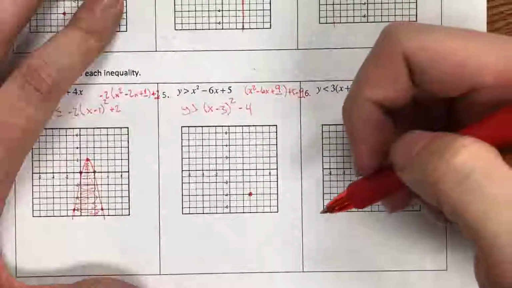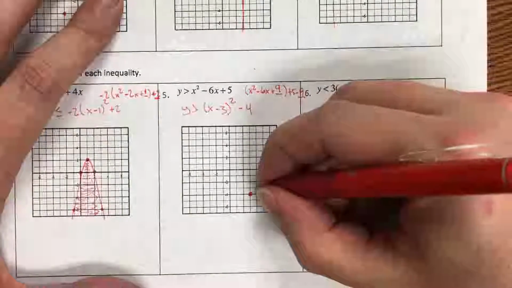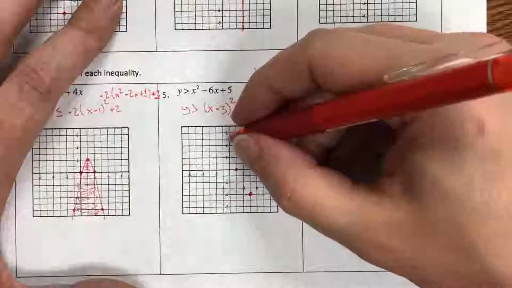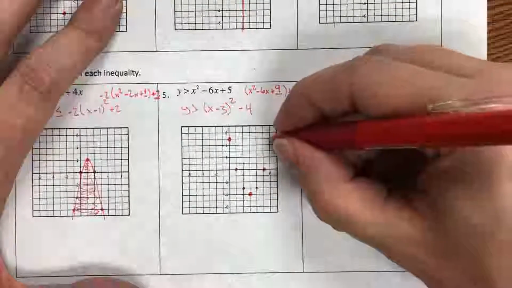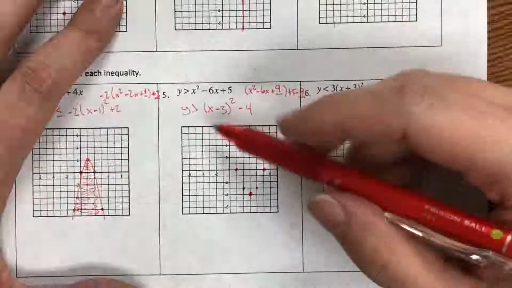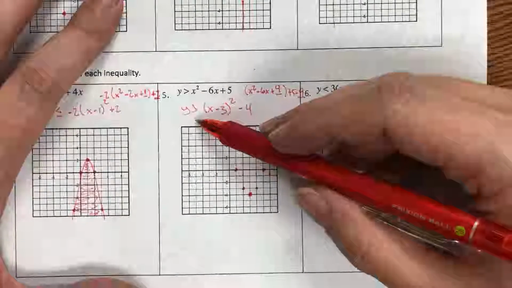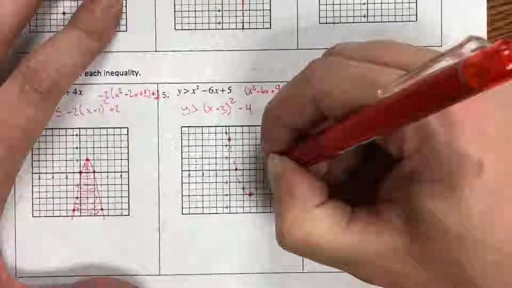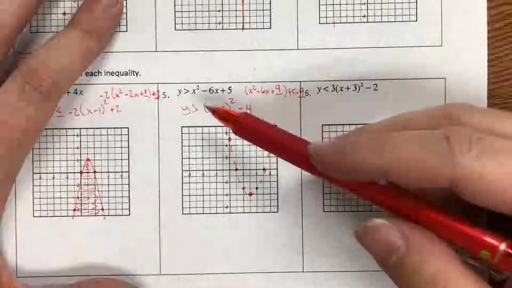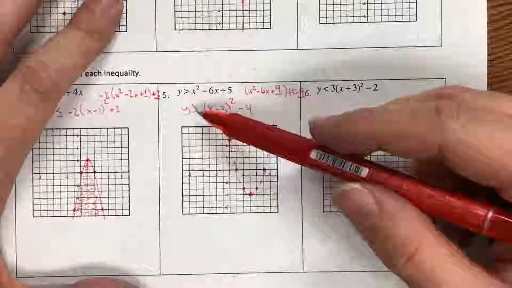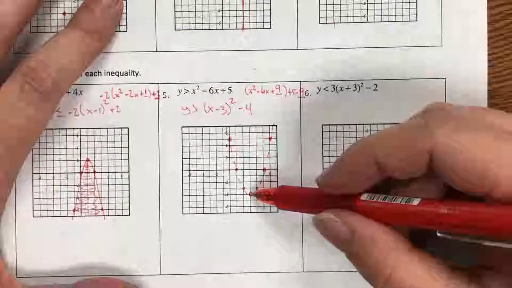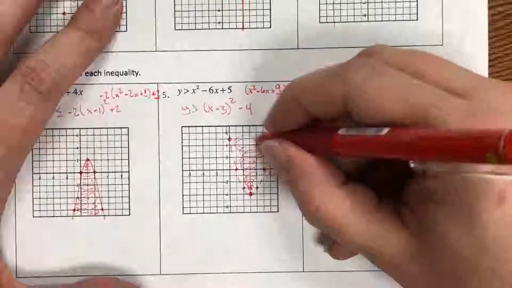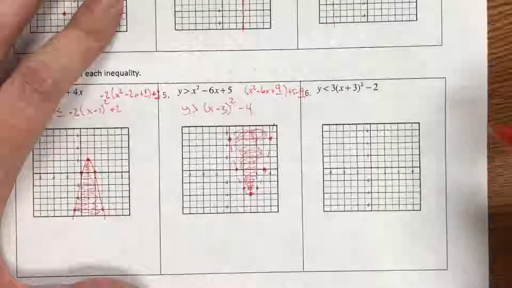And because my a value is just 1, I follow the normal 1, 3, 5 pattern. This is a dotted line because it is not or equal to. And again, it wants y values greater than, so I go to the vertex and I choose a point above it, and that is where I shade, not crossing out from the lines.